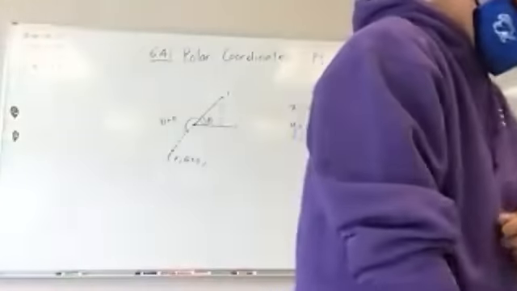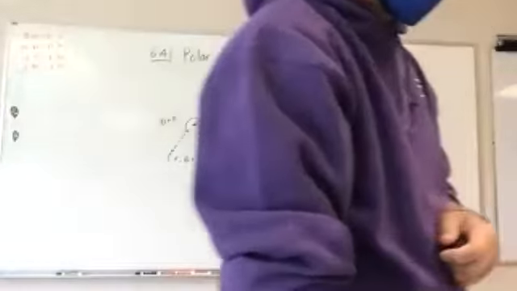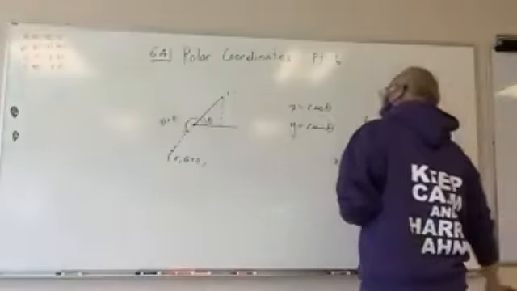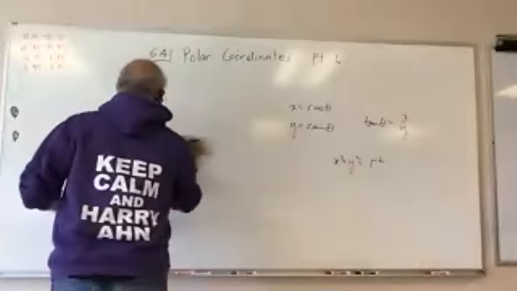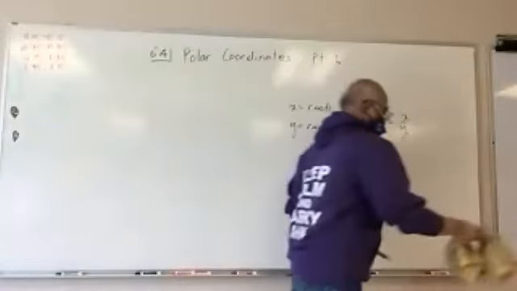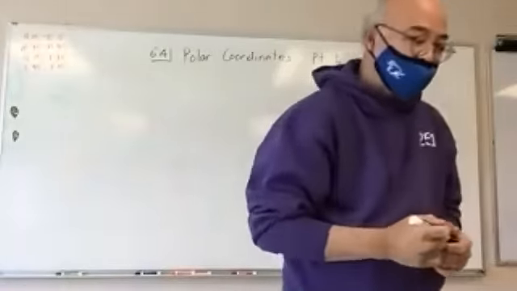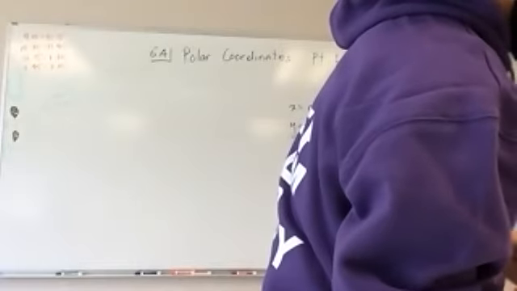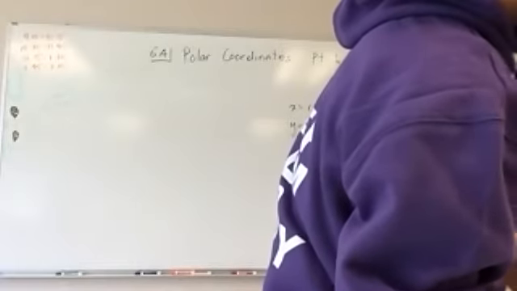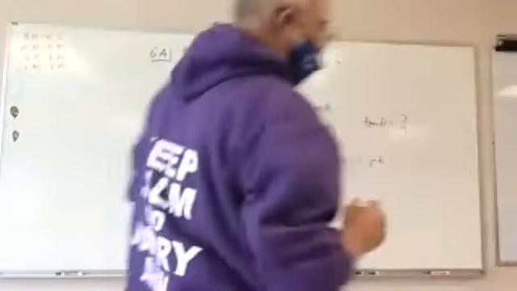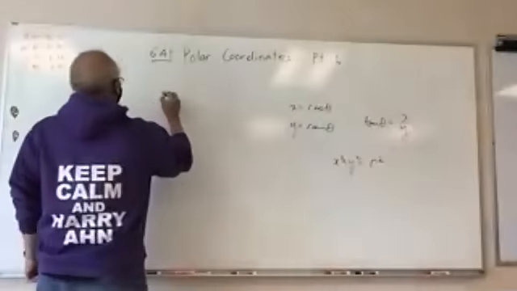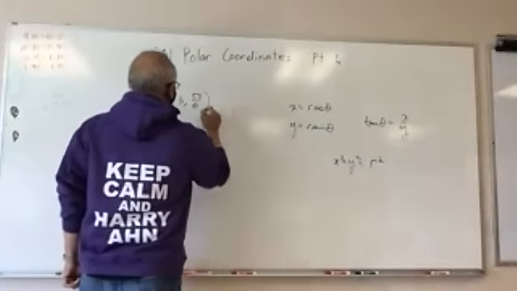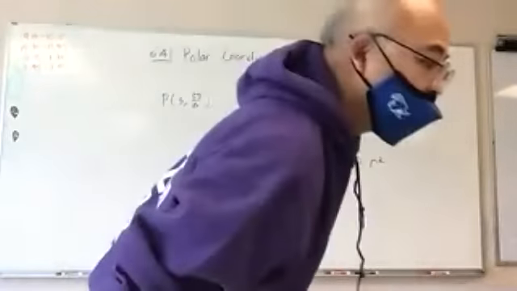Example number 3, converting from polar to rectangular. So let's go from polar to rectangular. Using algebra to find the rectangular coordinates, identify the rectangular coordinates. So I have P, which is 3, 5 pi over 6.